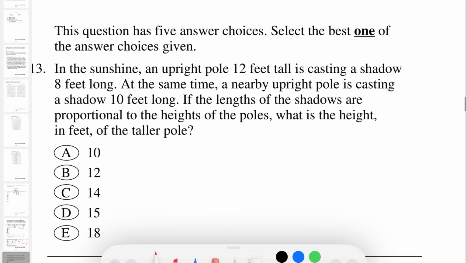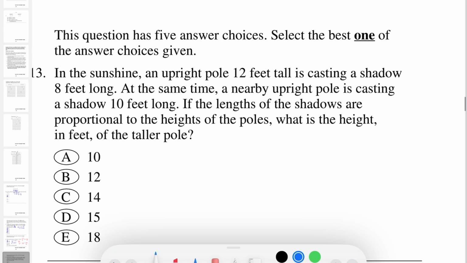13. In the sunshine, an upright pole 12 feet tall is casting a shadow 8 feet long. So our pole is 12 feet tall and it's casting a shadow that's 8 feet long. Ignore the drawing because that doesn't look quite proportional, but you get the idea. At the same time, a nearby upright pole is casting a shadow 10 feet long. Okay, here's our other pole with the 10-foot long shadow and our unknown pole length.